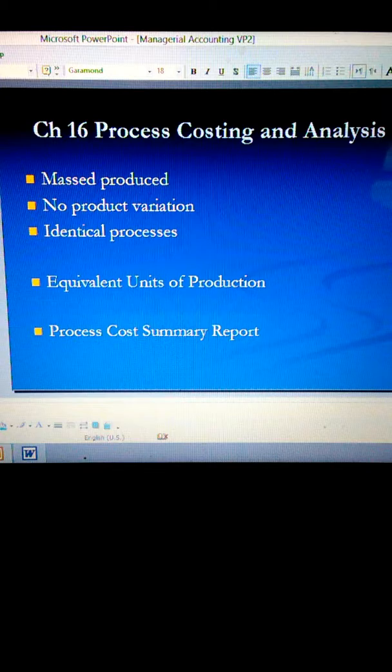Process costing accounts for equivalent units of production, which is the measure of the number of products that could have been completed given the measure of costs and processes incurred in a period. A process cost summary reports on the activities of a production process or department for a period. The report helps managers to control their departments and evaluate performances, as well as provide cost information for financial statements.